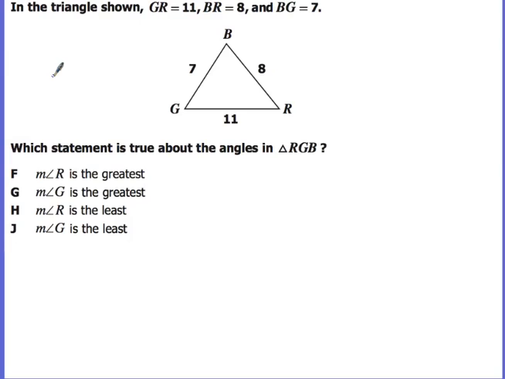Okay, in the triangle shown, we know all the side lengths. Which statement is true about the angles? Okay, we'll just label them. So across from 11, that's the largest. Across from 7, that's the smallest. Across from 8 is the medium one. Which statement is true? R is the greatest, that's false. G is the greatest, also false. R is the least, that is true.